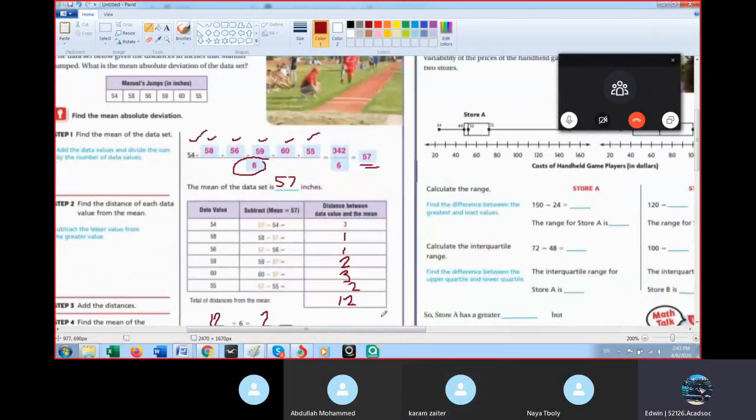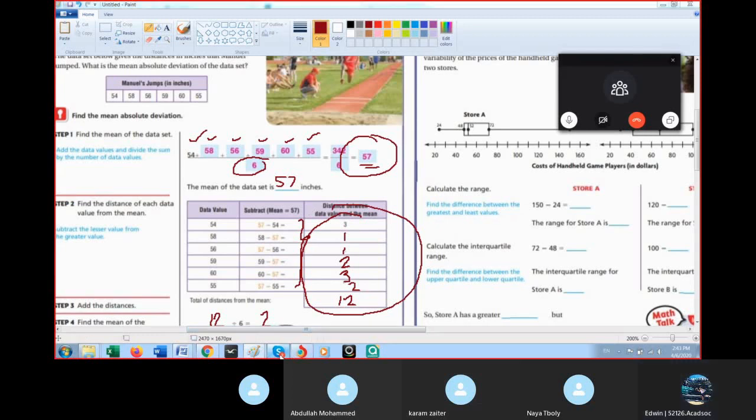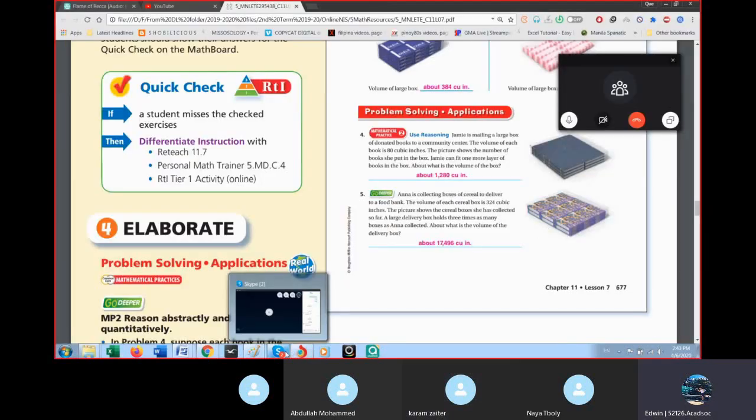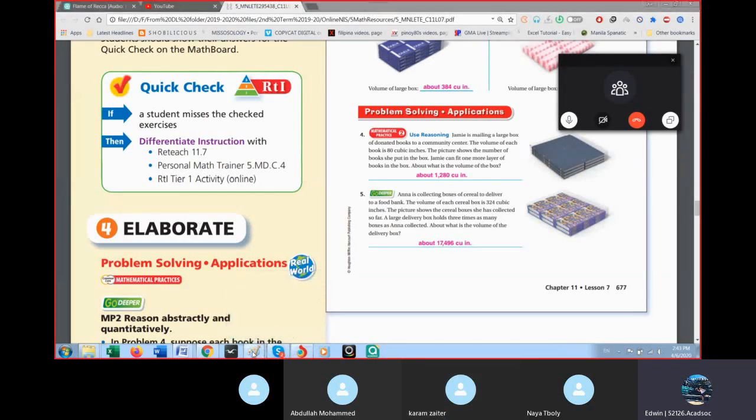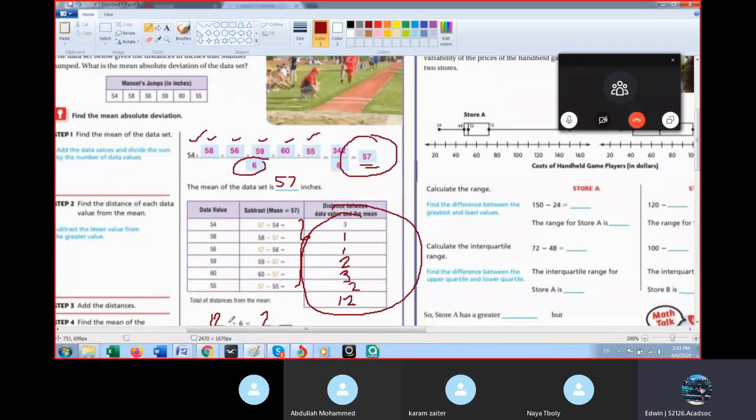The most important thing in getting the mean absolute deviation is you should have a correct mean. The correct mean will determine your mean absolute deviation, because if you have a correct mean, it means you have a correct distance. Did you get it? Did you copy all the answers? If there's any correction or if you want to know more, you can go back to the Google Classroom to watch the videos.